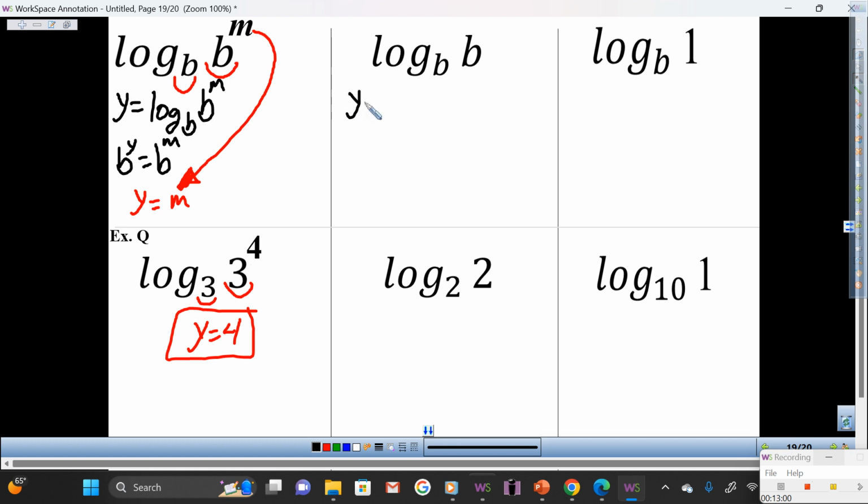Make it equal to y, yes. So log base b to the b. Continue. All right, so far so good, but we still need an answer. Tell your neighbor what y is, please. What is y?